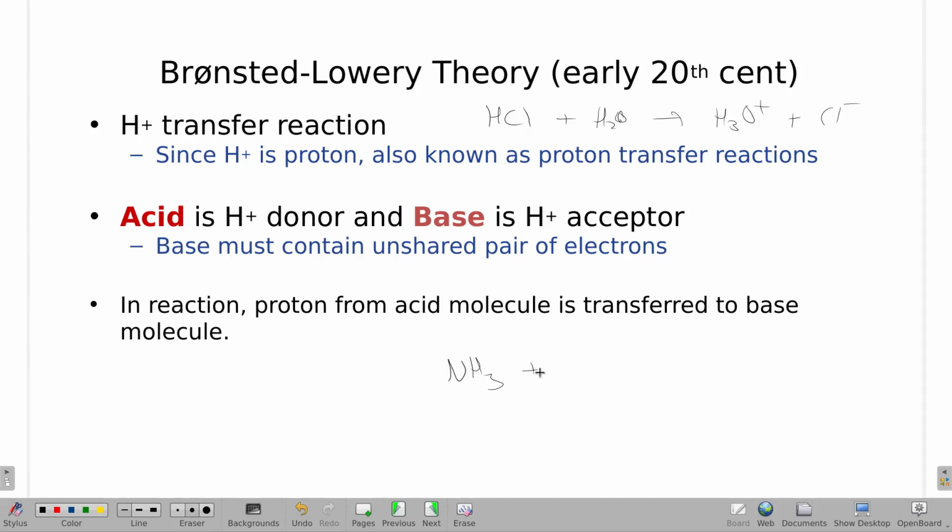So what we're going to say here is we're going to transfer an H from the water to the NH3 and make NH4 positive, and then the water turns into the OH. And since OH is what we need to make the base, this Bronsted-Lowry theory explains why NH3 is basic. It doesn't create the OH, it gives a place to allow the water to turn into the OH.